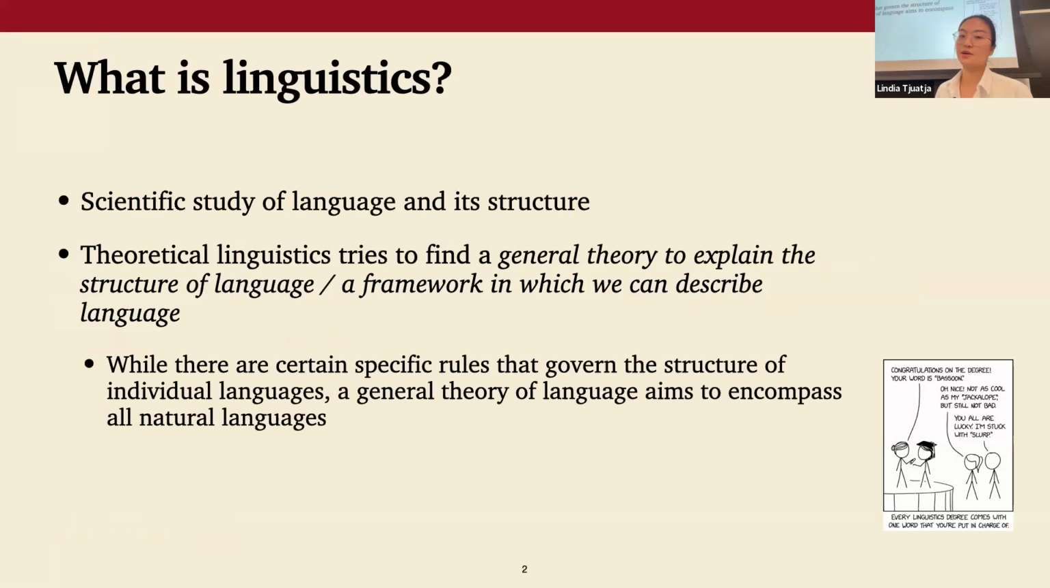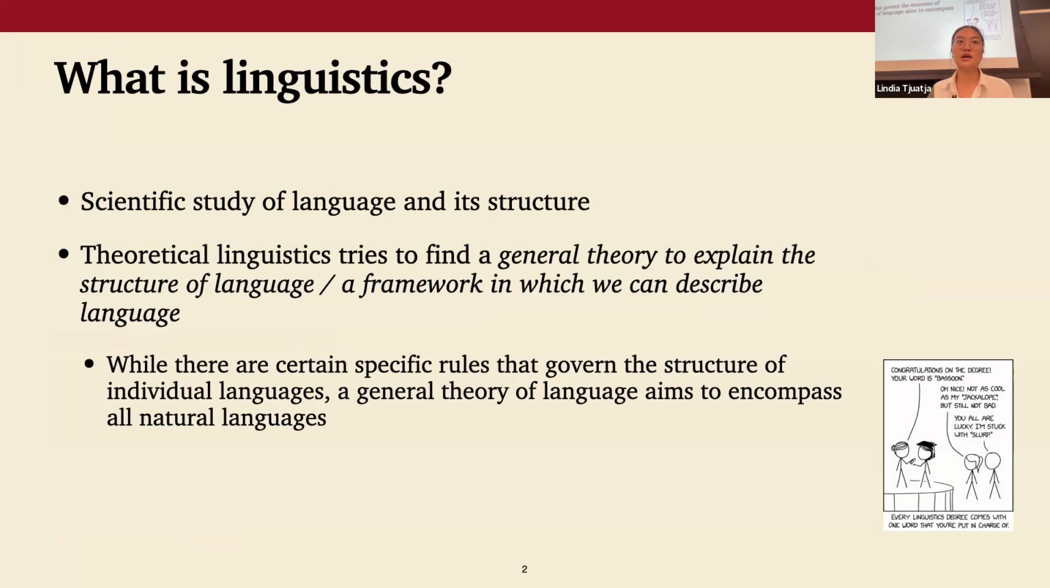So to begin, what is linguistics? Linguistics as a field is the scientific study of language and its structure. At a very high level, theoretical linguistics aims to find a very general theory that explains the structure underlying languages, and a framework in which we can describe language as a structure.